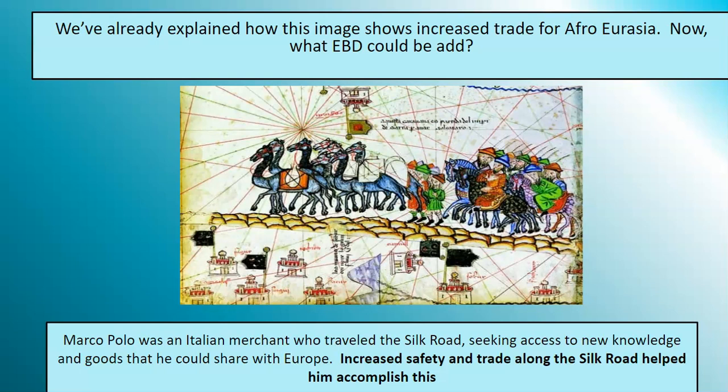So the information we have in that section, that is not coming from the documents or anything in the DBQ, that came from my brain. I explained who he was, and then in the bold, I explained how him being on the Silk Road does show increased trade and helped him accomplish his goal. So that's a piece of evidence beyond the document that I'm adding to the DBQ to continue to support or prove my argument that trade increased along the Silk Road as a result of the Mongols.